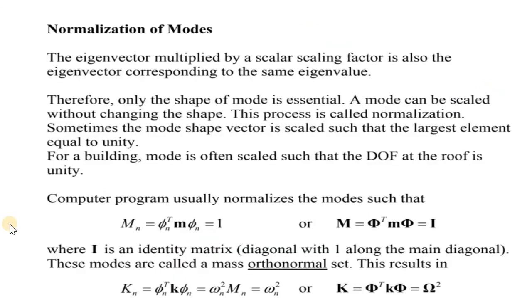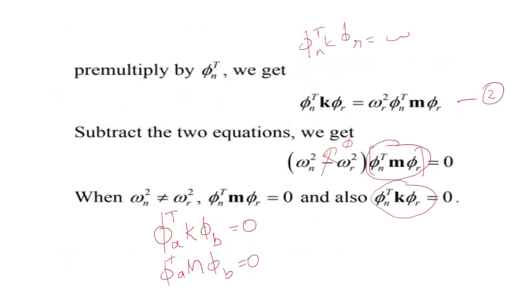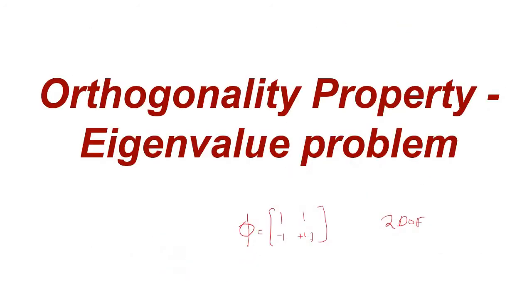Now that is the normalization of modes. An eigenvector multiplied by a scalar scaling factor is also an eigenvector corresponding to the same eigenvalue. Therefore only the mode shape is essential. A mode can be scaled without changing the shape. This is called normalization. Sometimes the mode shape vector is scaled so that the largest element is unity. In computer programming we can use this, so we will discuss it later. This is a very short video that explains the orthogonality property of the eigenvalue problem.